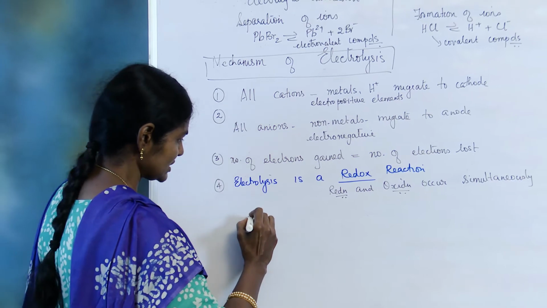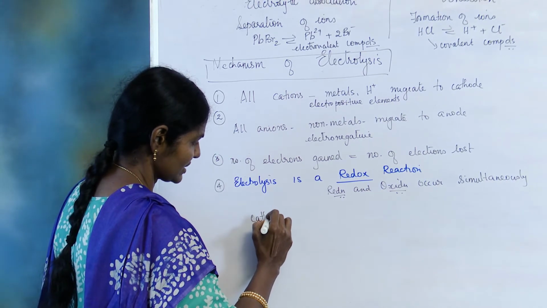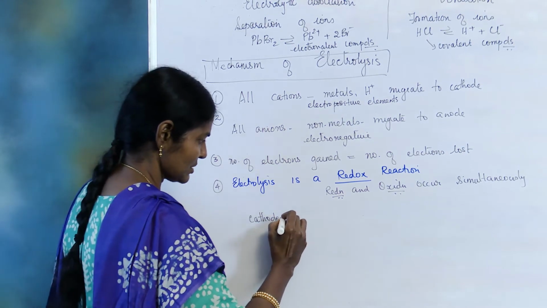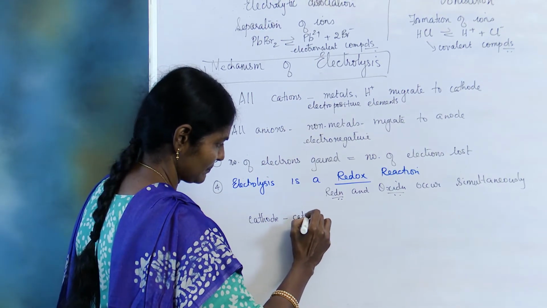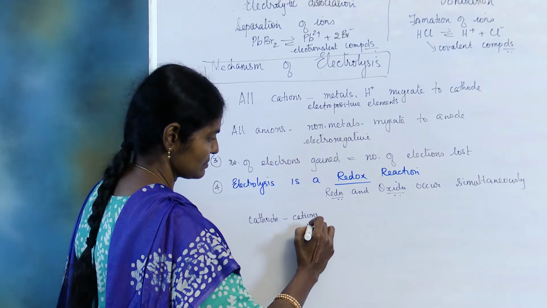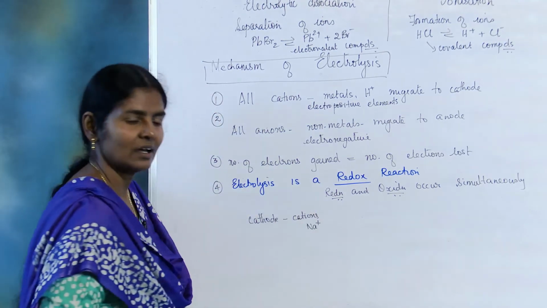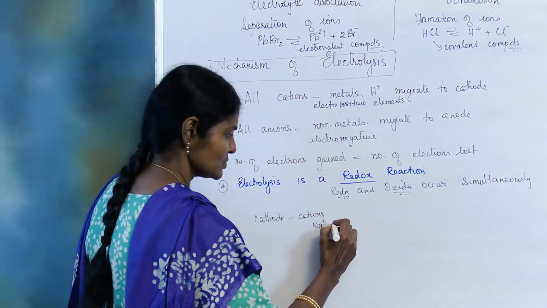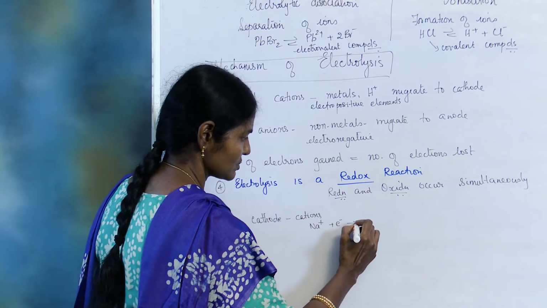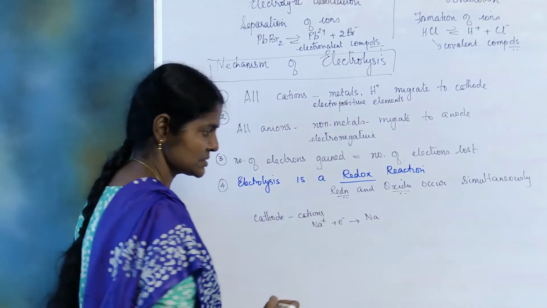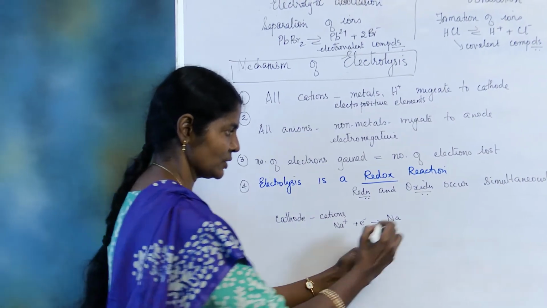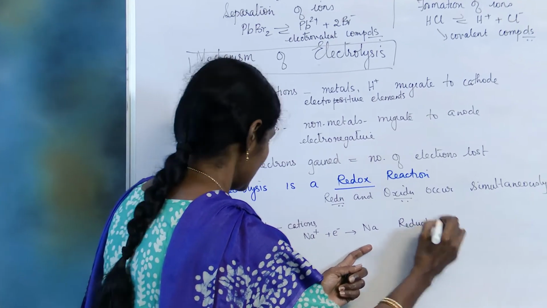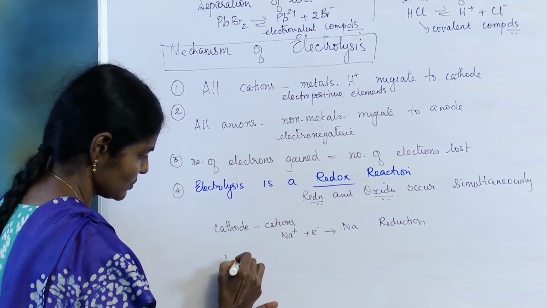Now let us take the cathode. The cathode is negative. Cations come to this cathode. Example, let us take sodium ion. This would gain one electron to become a neutral atom. So what is it undergoing? Reduction.